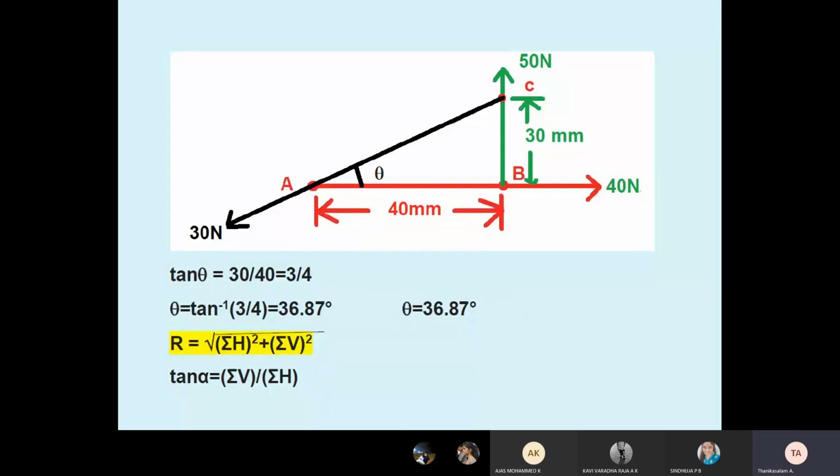Sindhuja, understand? Yes, sir. Okay. So now come to solving the problem. See, this is more than two forces, so we can't use the parallelogram law. We have the formula: resultant equals square root of summation of H squared plus summation of V squared, and tan alpha equals summation of V divided by summation of H. See, summation of H means adding all horizontal forces. Summation of V means adding all vertical forces.